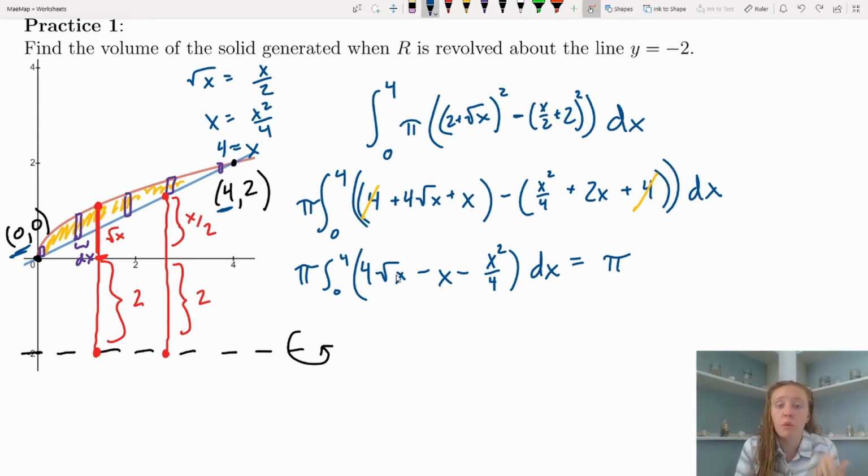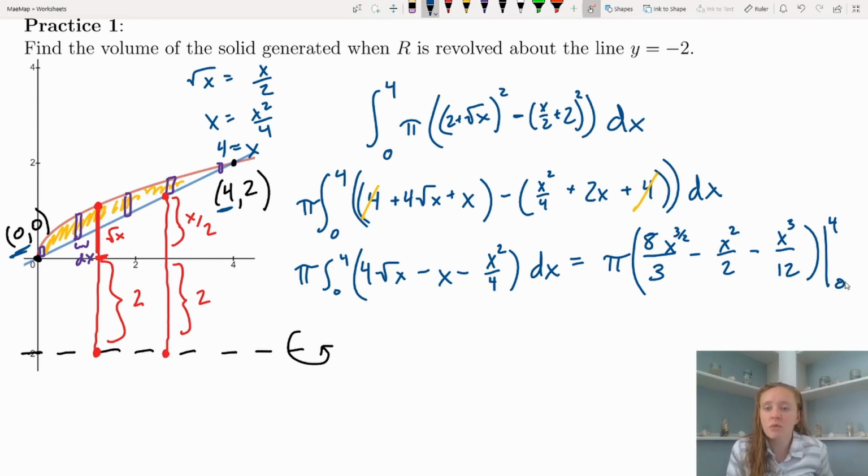Integrating that, if I add 1 to that exponent of 1/2, that's going to be 3/2. So I'll have x to the 3/2 as my variable raised to some power, and then if I divide by that exponent, that's dividing by 3/2 or multiplying by 2/3, which is going to be 8/3 when combined with that 4. And then I'm going to subtract. Integrating x is simply x squared over 2, and then I'm going to subtract. Integrating x squared over 4 is going to be x cubed over 12, and that's from 0 to 4.